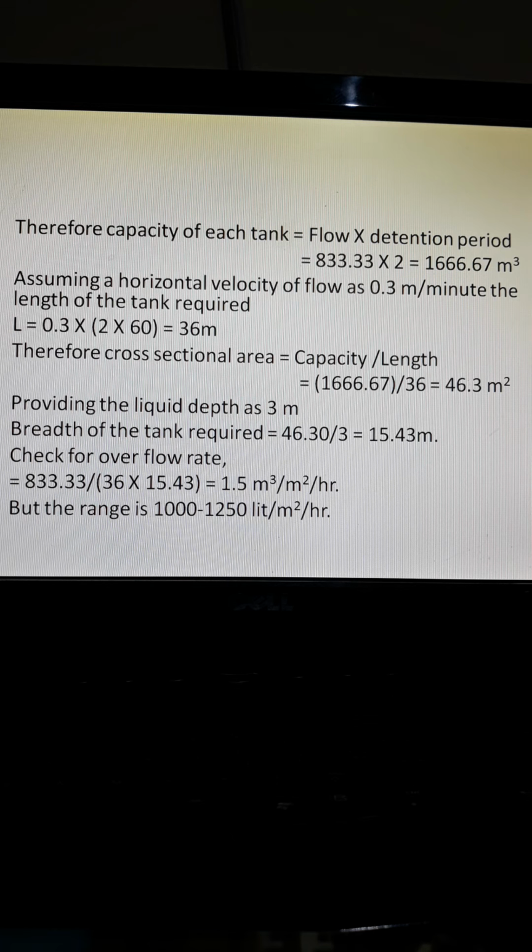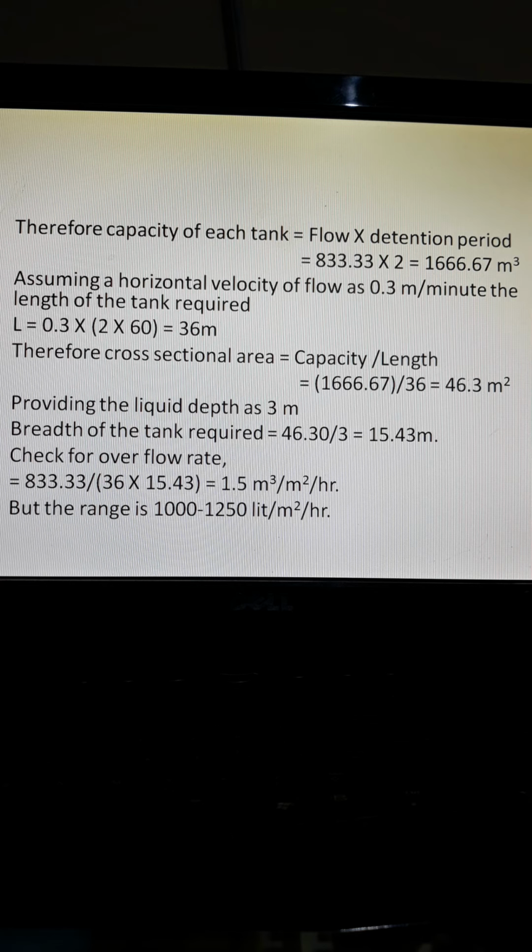Once we get the length of the tank, the cross sectional area of this rectangular tank can be determined by dividing the volume of the tank by the length. That is, the capacity we got as 1666.67 cubic meters, and the length we calculated as 36 meters. If we divide this capacity by the length, we get 46.3 square meters as the cross sectional area of the tank.